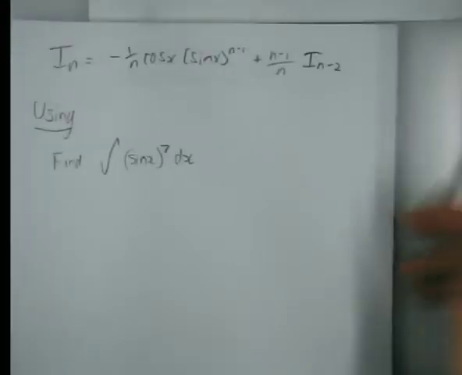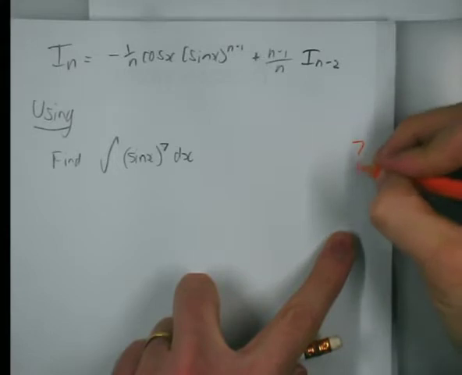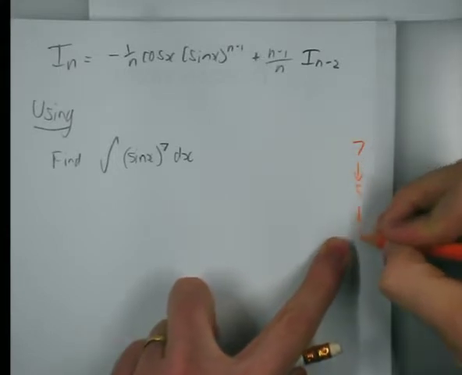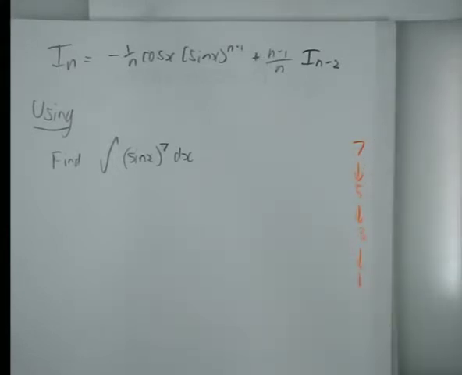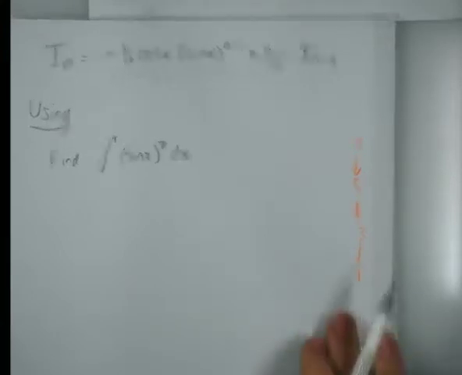So I just have this little diagram on the side that says, well, I'm at 7, it'll go down to 5, it'll go down to 3, it'll go down to 1. I can do 1, and so I'm going to start there.